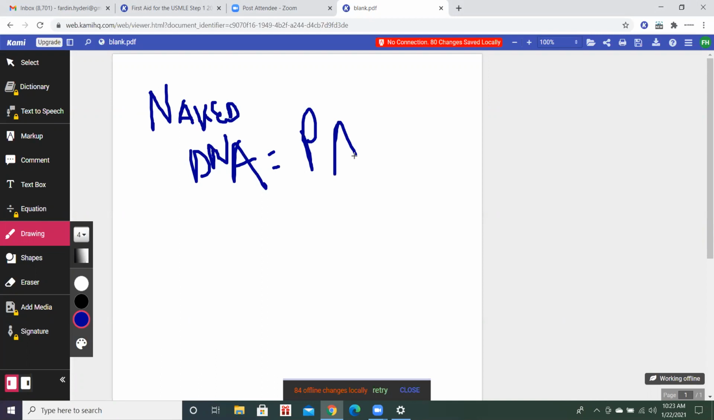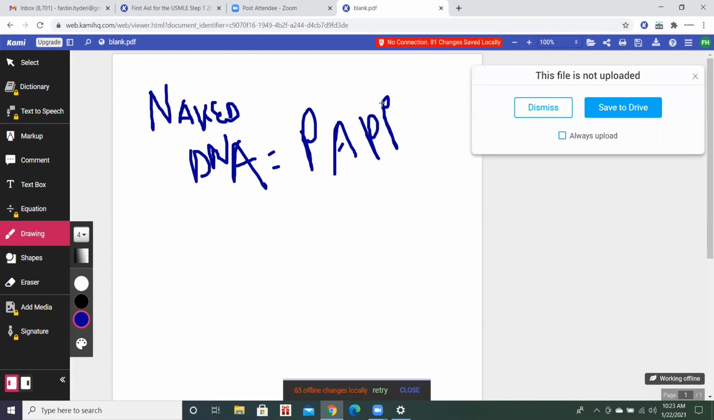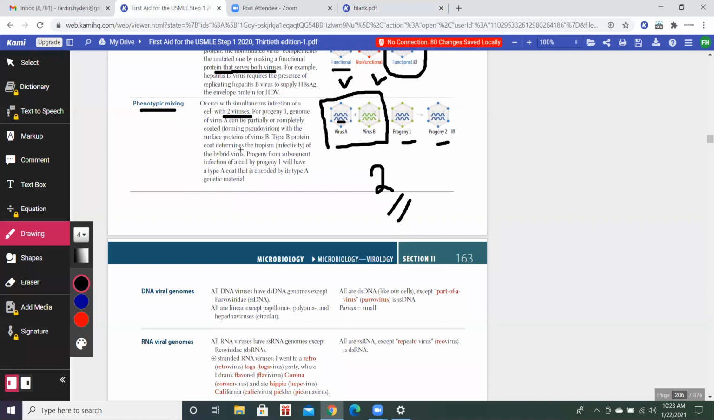PAPP stands for papilloma. Put your attention to this so that you can memorize it right away, so that you have to memorize less at home. Papilloma, adenoma, parvo, polyoma. Okay, I'm pretty sure that's what it is. Let me just recheck with First Aid one more time to see if I'm saying the right thing.